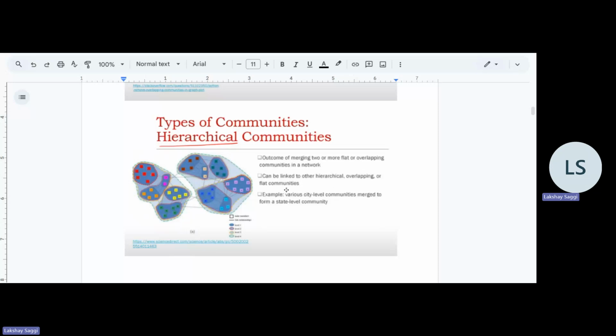So these can be linked to hierarchical, overlapping or flat communities. And an example of hierarchical communities, as discussed in lectures, is various city level communities merged to form a state level community. So these hierarchical communities are also very interesting and important.